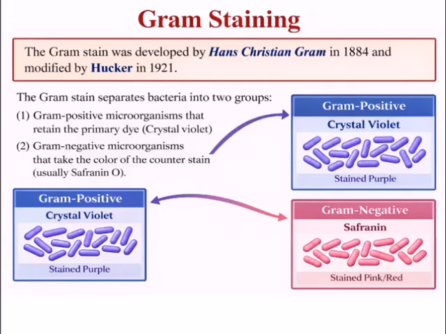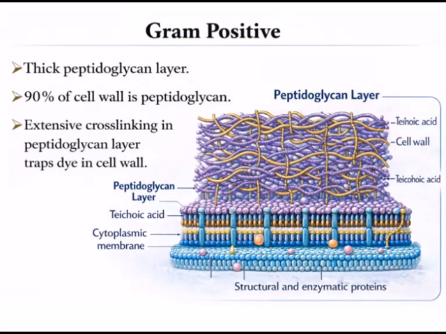Gram-negative bacteria do not retain crystal violet. After decolorization, they take up the counterstain, usually safranin, appear pink or red under the microscope, and have a thin peptidoglycan layer and an outer membrane. Gram-positive bacteria are characterized by a thick and complex cell wall structure, which is responsible for their purple appearance after Gram staining.